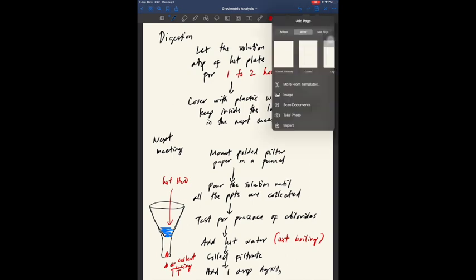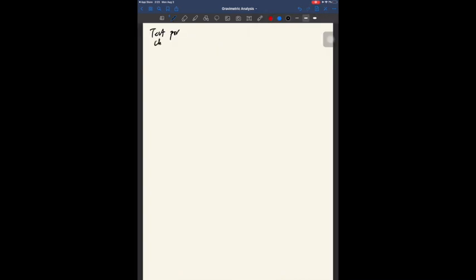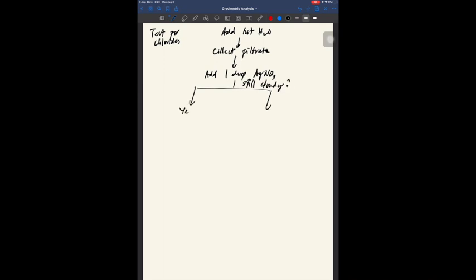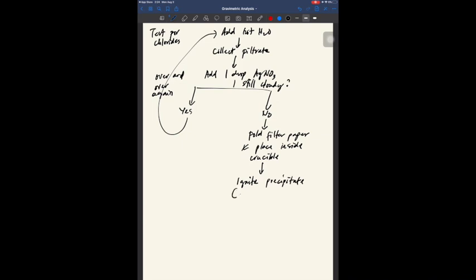So let me draw another test for chlorides. For testing for chlorides, add hot water, collect filtrate, then add 1 drop of silver nitrate. Still cloudy? Yes. No. So if it's still cloudy, you have to redo this over and over again until it's not cloudy anymore. So if it's not cloudy, fold your filter paper and place it inside your crucible. Then after this step, we can ignite the precipitate using a muffle furnace.